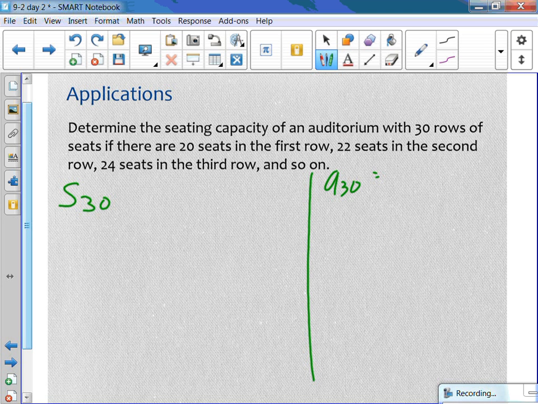Do I know d? Right. Starting off with 20 seats, then 22 seats, then 24 seats. We're increasing by 2 each time. It has a difference of 2.